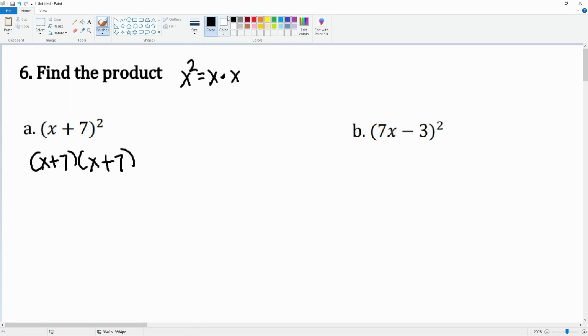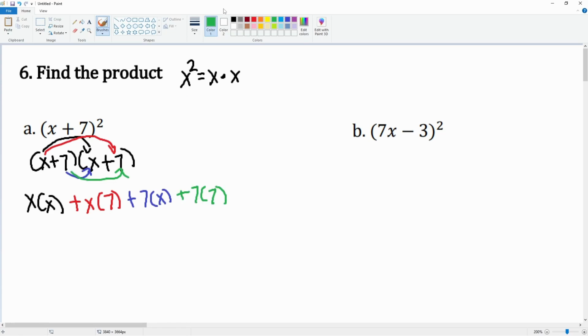Now I'm going to distribute that x times the x, so x parentheses x, the x times the 7, so x parentheses 7, then the 7 times the x, so 7 parentheses x, and then the 7 times the 7. All right, combine. Let's do the multiplication. X times x, x squared. X times 7, 7x. 7 times x is 7x. And 7 times 7, it is 49.